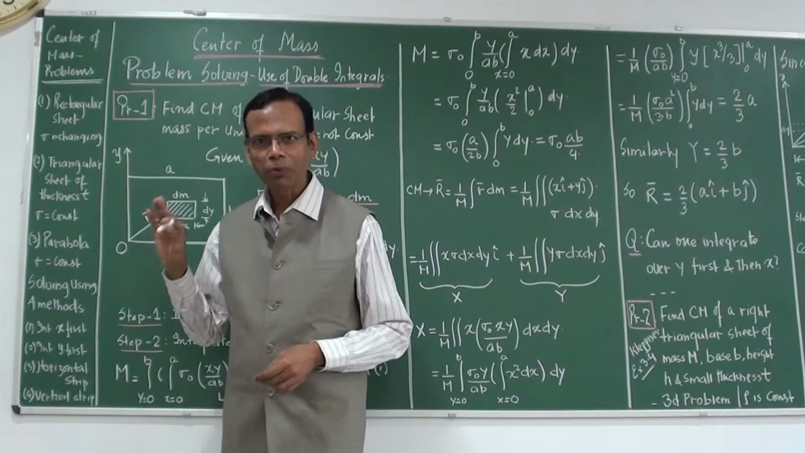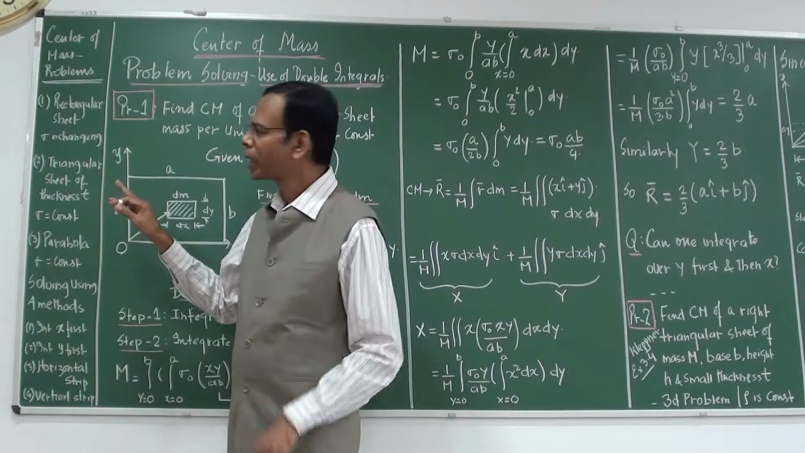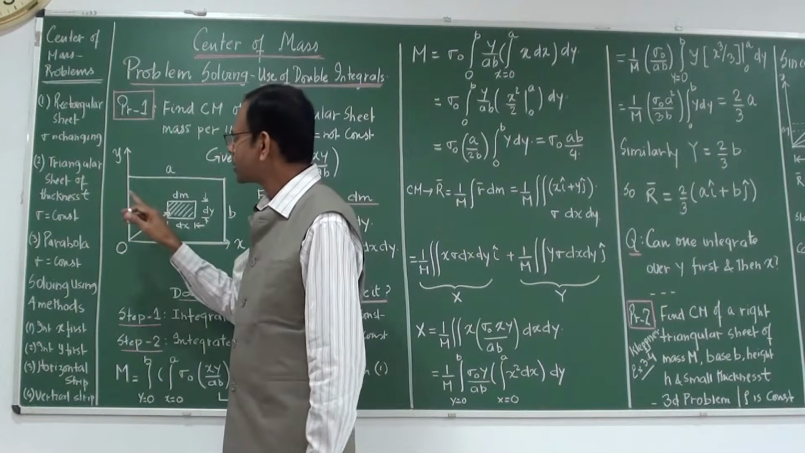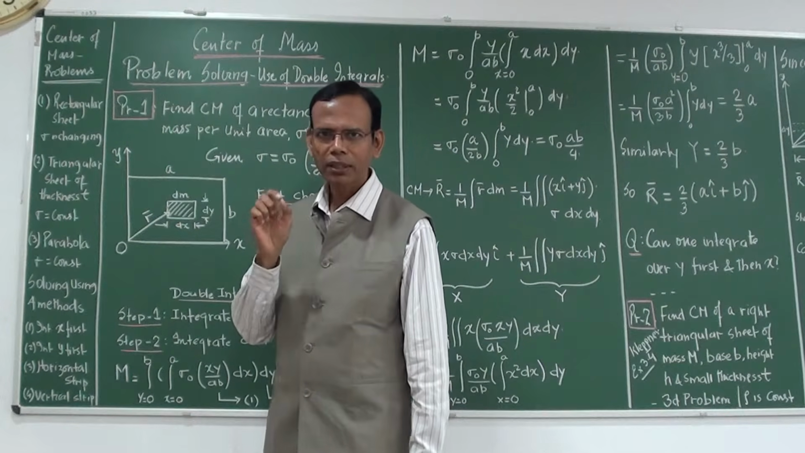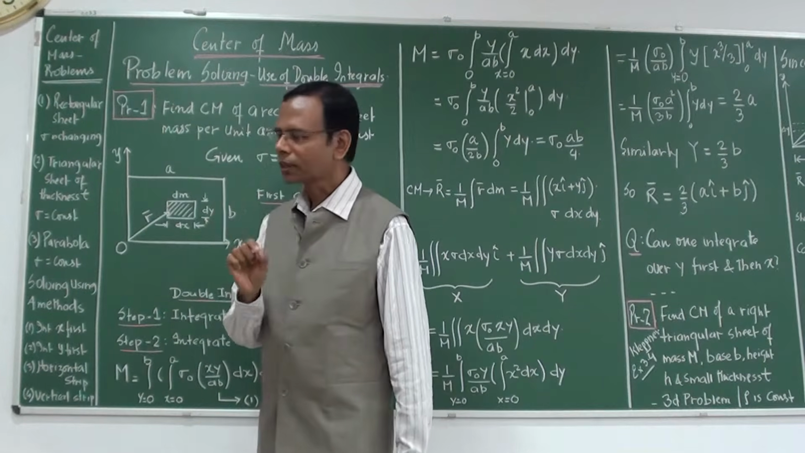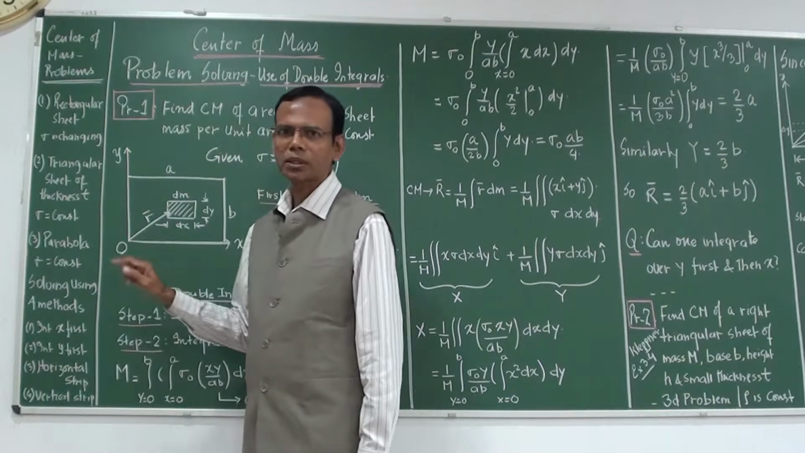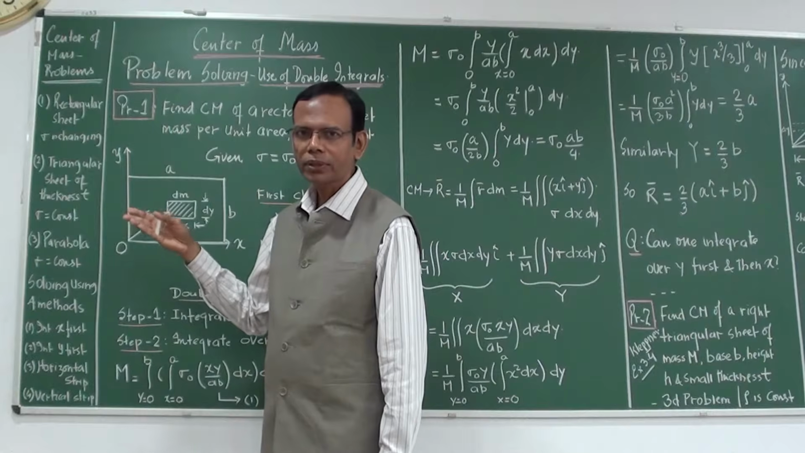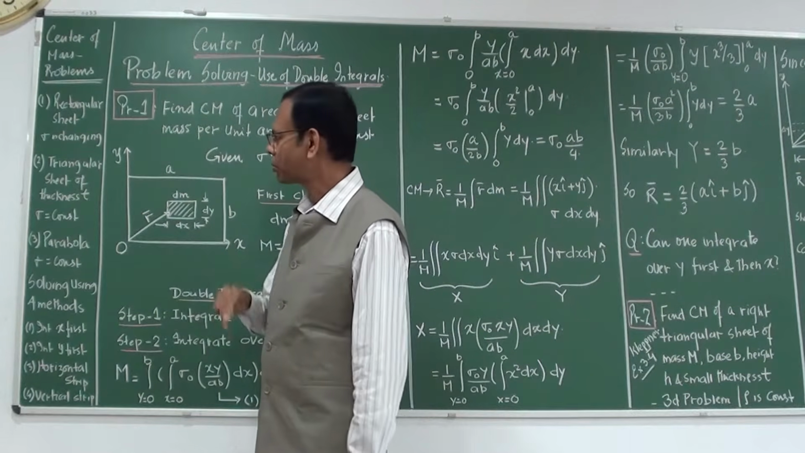We will be solving three problems. The first problem is a rectangular sheet, and here the sigma is changing. The second is a triangular sheet of thickness T. Thickness T means small thickness T. It is not very thick, but thickness T. Here the sigma is constant. So here we will see how we can convert a three-dimensional problem to a two-dimensional problem.